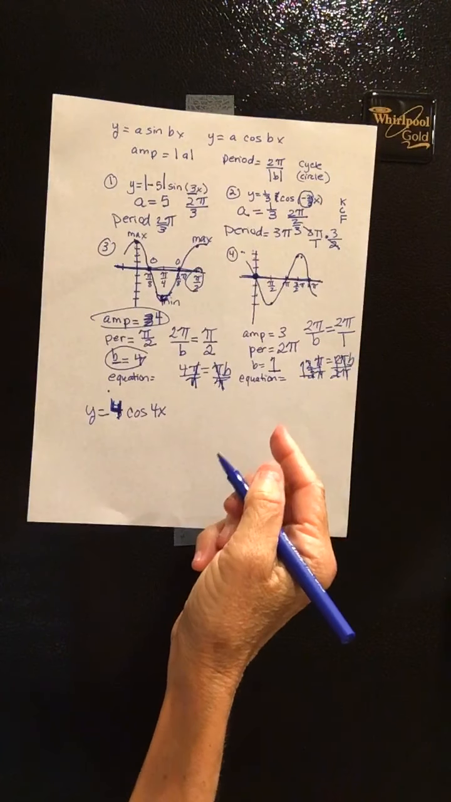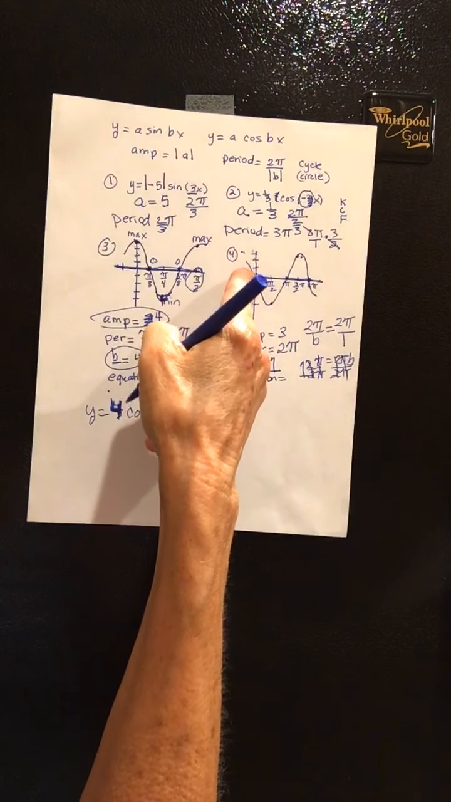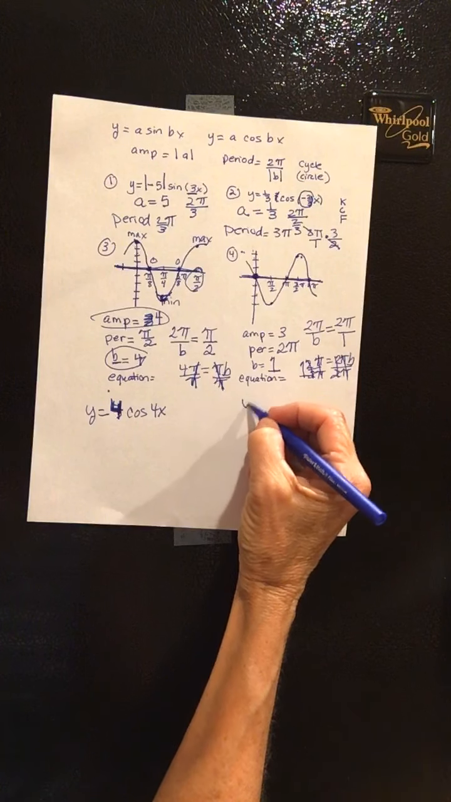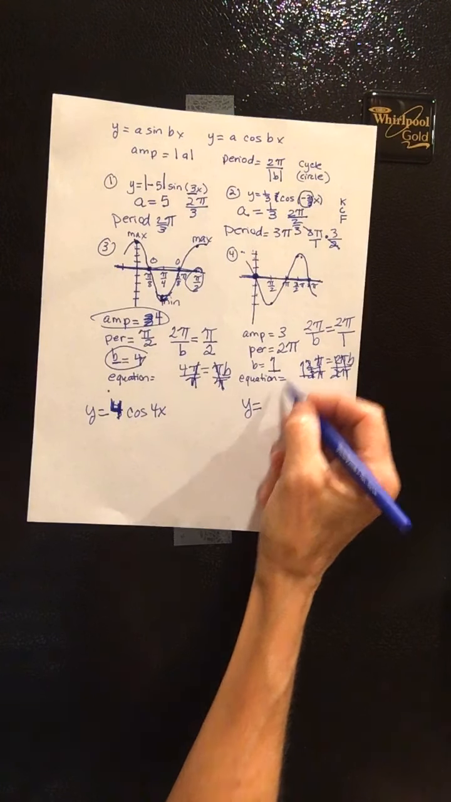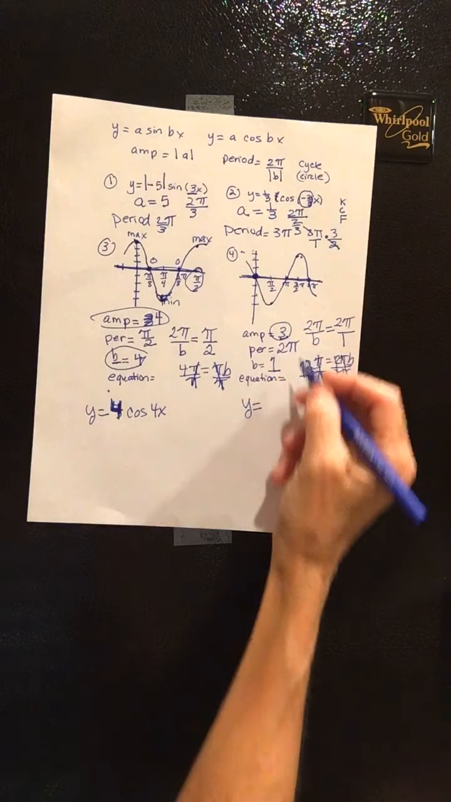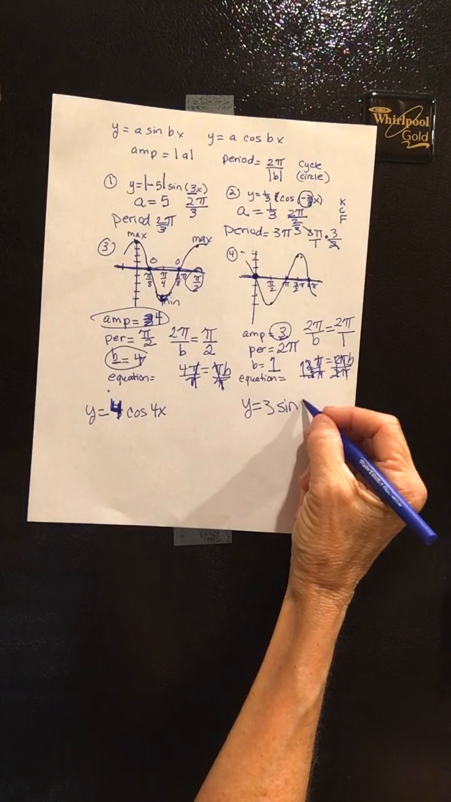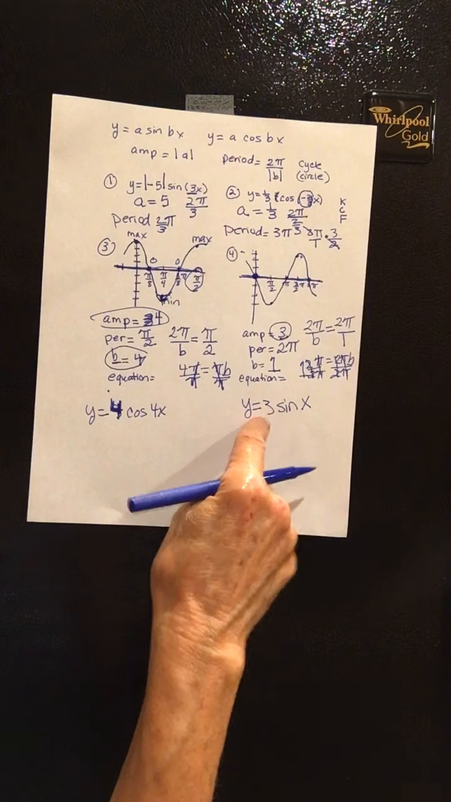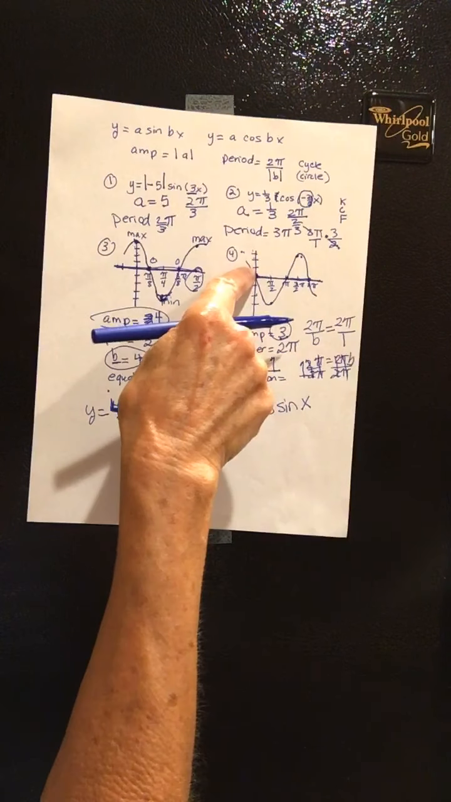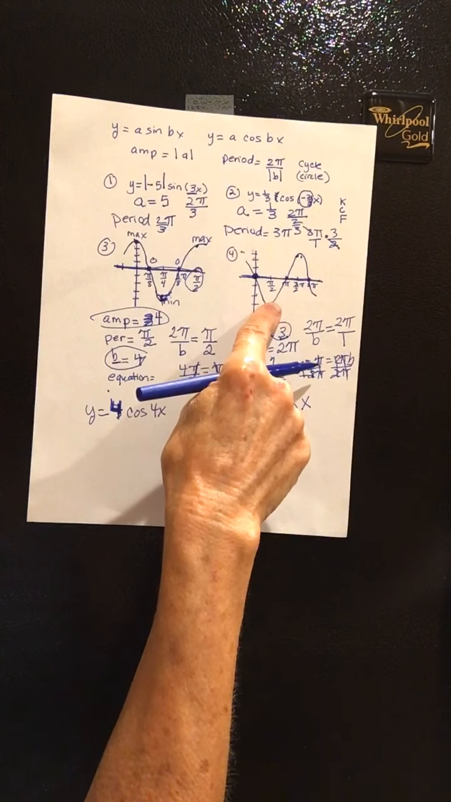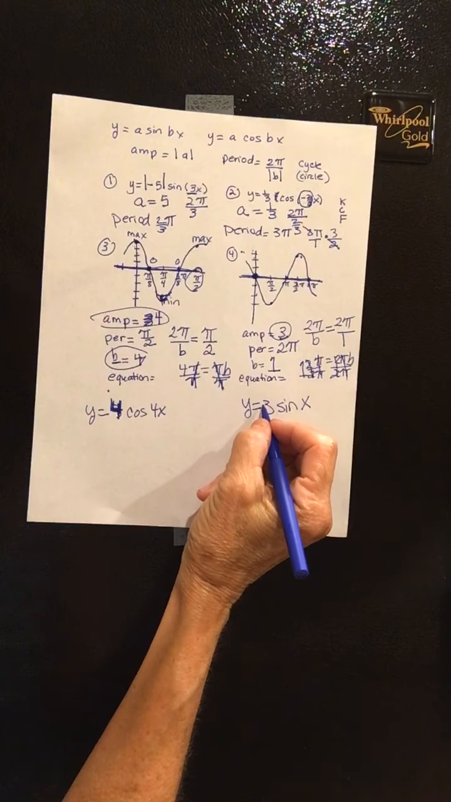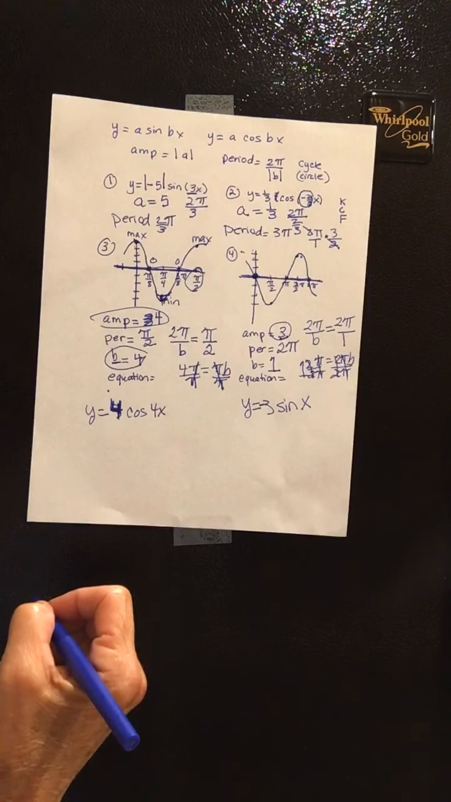When you write your equation, remember it's an equation for sine because it goes through the origin. I would write y equals, my amplitude is 3, sine, and you don't put a 1, you just put x. But we need to talk about this 3. It's a reflection because it goes down first, not up. So this would actually be a -3 because it's a reflection.